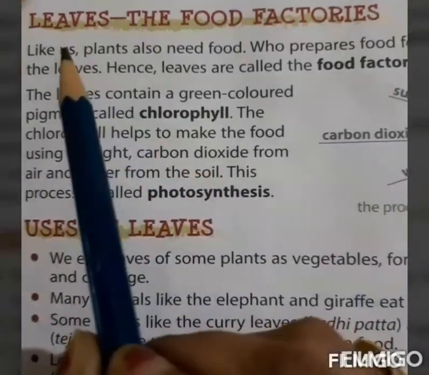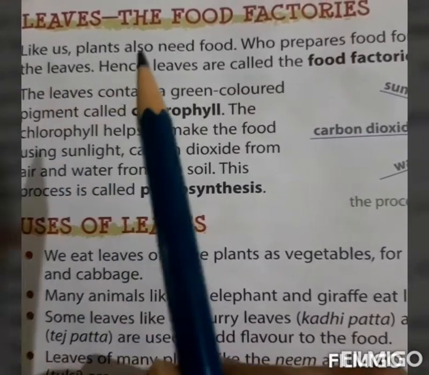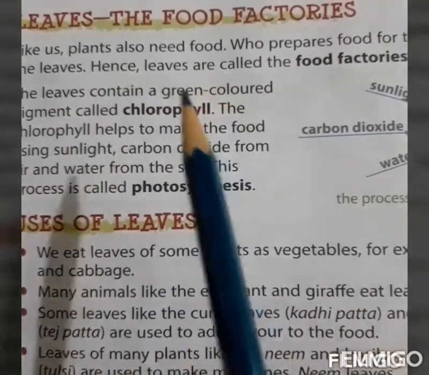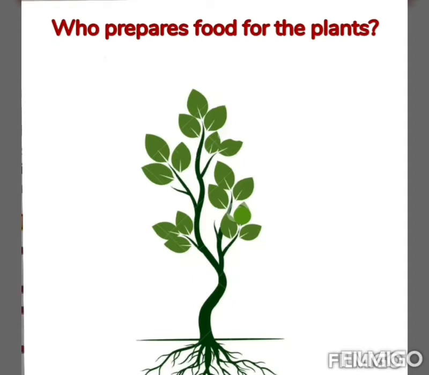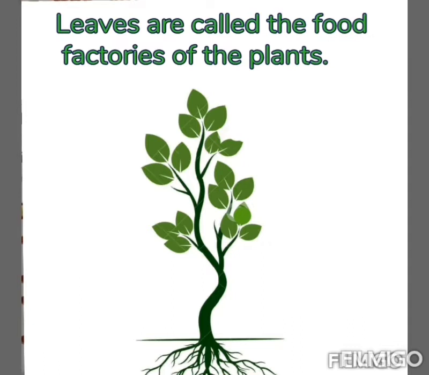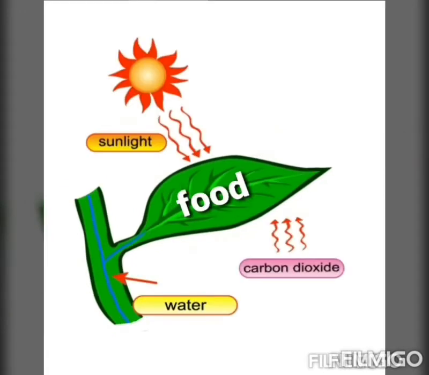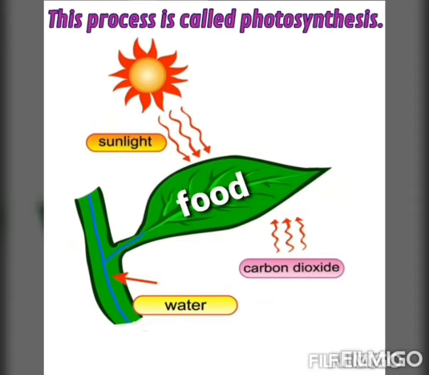Next topic is leaves, the food factories. Like us, plants also need food. Who prepares food for the plants? It is the leaves. Hence, leaves are called the food factories of plants. Leaves contain a green color pigment called chlorophyll. The chlorophyll helps to make the food using sunlight, carbon dioxide from air, and water from the soil. This process is called photosynthesis.